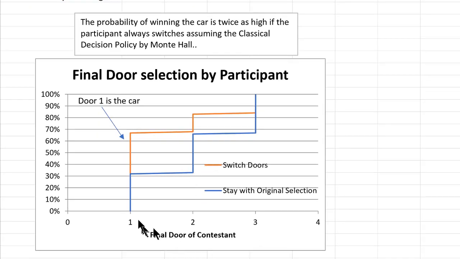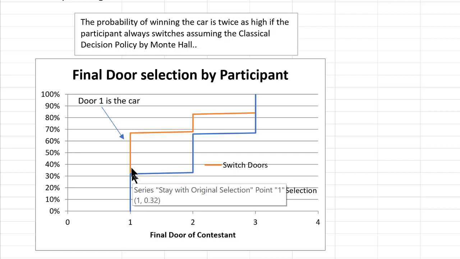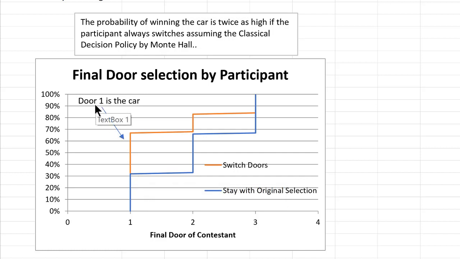Here is the distribution in blue showing the probability of ending up on each one of these doors, 1, 2, or 3, if the participant doesn't switch. And as you might expect, it's a 33% chance of winning if the car is behind door 1. And in this model, the car is always behind door 1, and then the participant randomly selects 1, 2, or 3 doors.